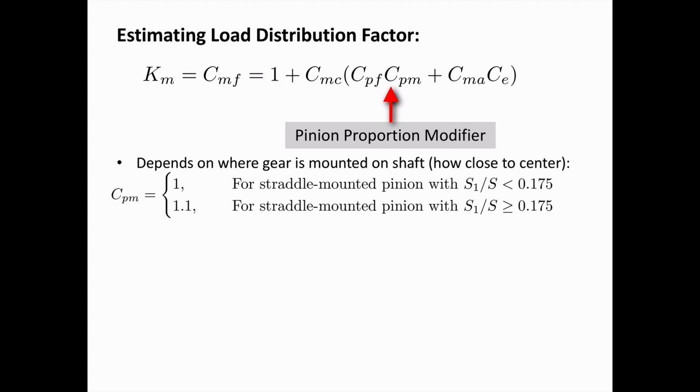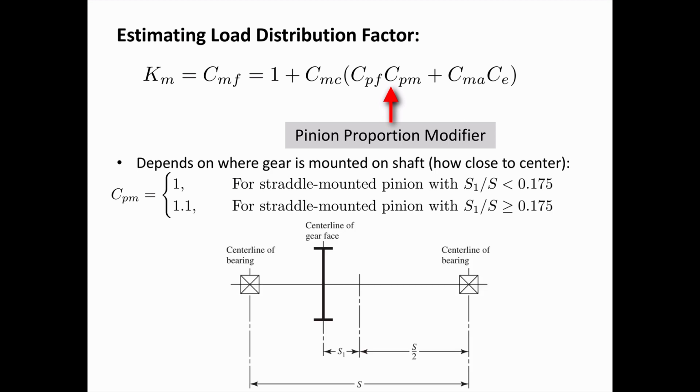So if it's right in the middle, or close to the middle, then C sub PM is equal to 1. If it's far enough away from the middle, then C sub PM is equal to 1.1. Using these quantities S1 and S, so what are those? Here's a diagram of a gear that's supported on a shaft between 2 bearings. S is the distance between the bearings, S over 2 is the midway point, and we're looking at how far away it is from the midpoint, S1, compared to the total distance between the bearings, S.